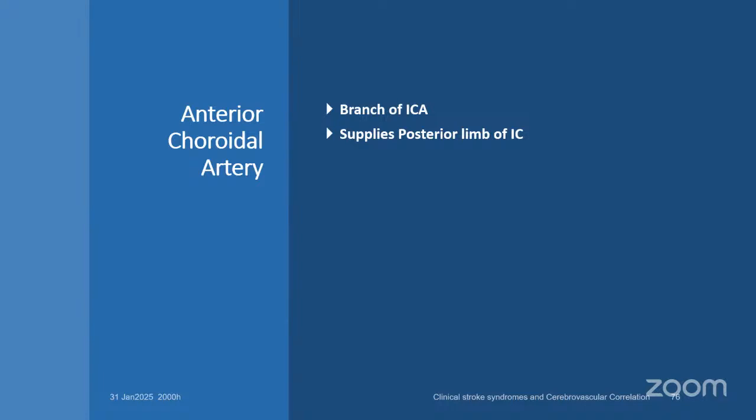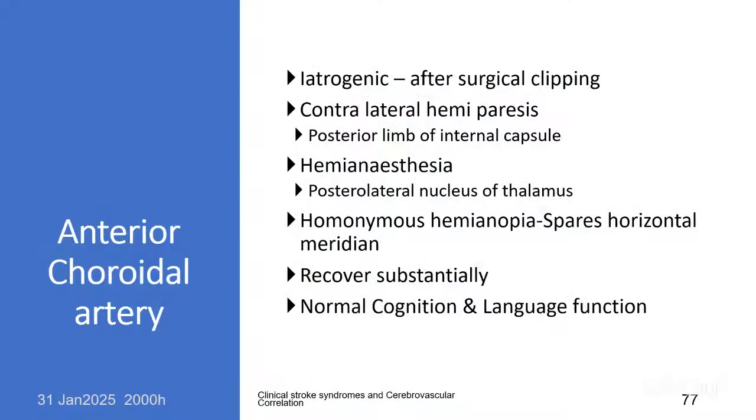Blood supply of the internal capsule is very important because any compromise there will cause devastating flaccid hemiparesis, which will not improve to a large extent. The anterior choroidal artery usually gets affected in surgery, where it causes contralateral hemiparesis because there is involvement of the posterior limb of the internal capsule. There will be hemianesthesia because of the posterolateral nuclei of the thalamus, which is the crude center for sensations.